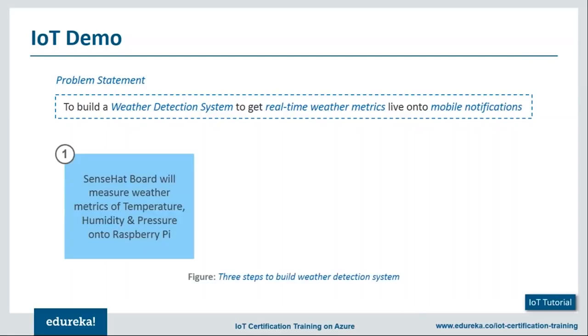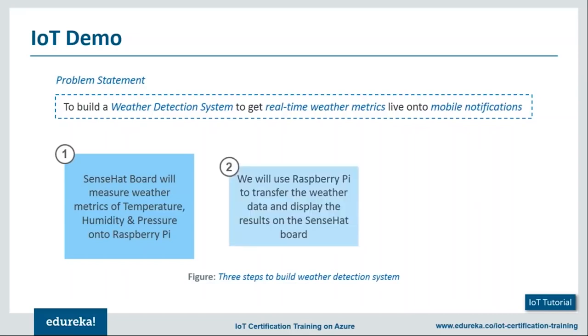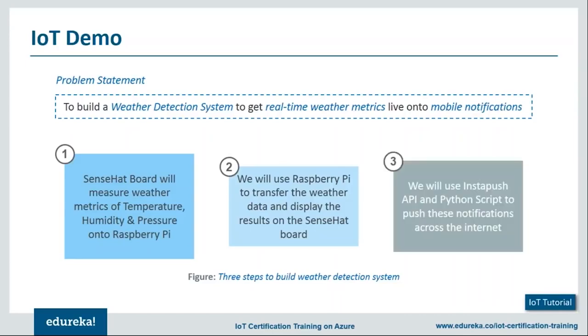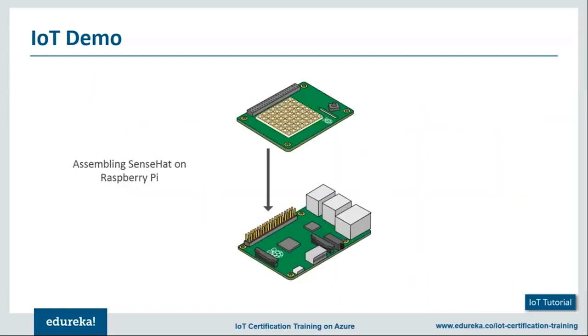For that, we'll first use the SenSat board, which will help us measure various metrics like temperature, humidity, and pressure on our Raspberry Pi. Then we'll use the Raspberry Pi to transfer this data and display it on the SenSat as well. We'll just be displaying the temperature as of now on the SenSat. Finally, we'll use the InstaPush API and a Python program through which we can send this notification across the internet to our mobile application. So let's begin this demo part.